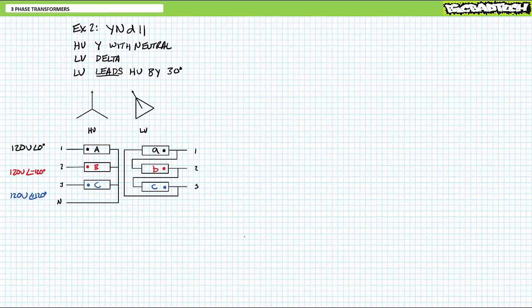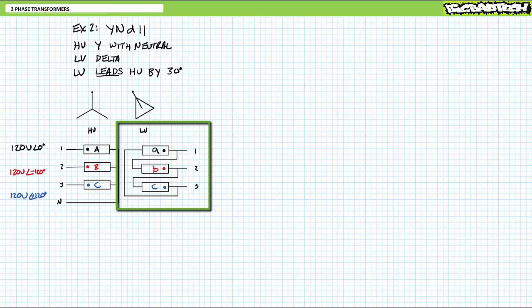Let's take a look at the simplified connection diagram for a YND11 configured three-phase transformer. The simplified connection diagram for the Y-configured high-voltage side again looks exactly like you'd expect, where the non-dotted ends of 3 high-voltage windings are tied together to form the central neutral connected node of a Y. This is identical to the high-voltage input of our previous YND1 example.